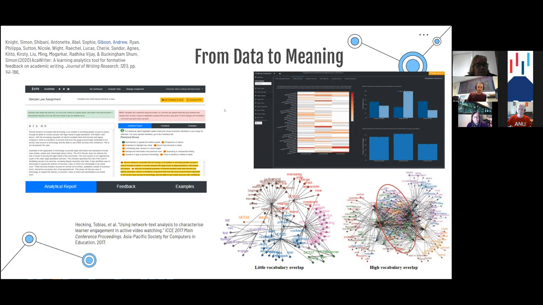You might also have heard of epistemic network analysis, another network-based analysis that allows us to integrate the social and, I would say, cognitive aspects of interactions, whether these are discussion forums or email communication or whatever the interaction between participants might be. And of course, from Simon Buckingham Shum's lab, AcaWriter, a learning analytics tool for formative feedback on academic writing. There are not many tools like this one, but text analytics and text mining is also one of the ways we apply learning analytics and analyze student data.